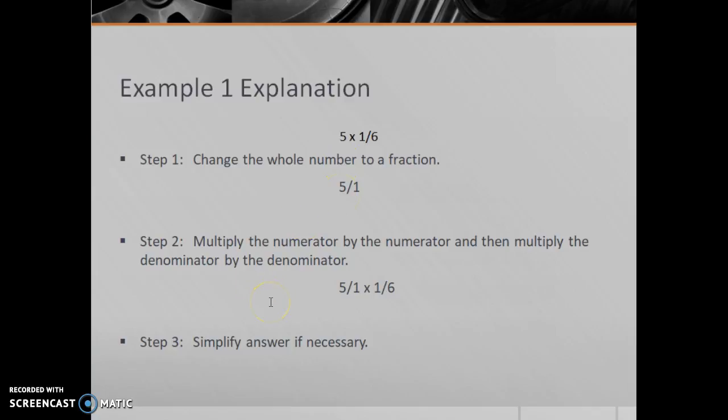The next step is to multiply the numerator by the numerator and the denominator by the denominator. So we're going to multiply 5 times 1 and 1 times 6. So let's go ahead and do that. 5 times 1 is 5, and 6 times 1 is 6. So we have actually an answer to our problem, but we need to simplify that answer.